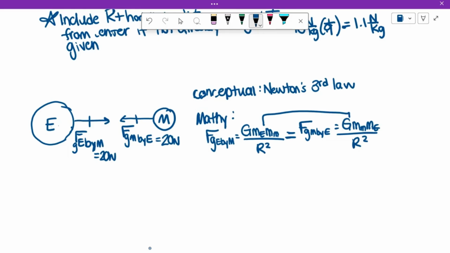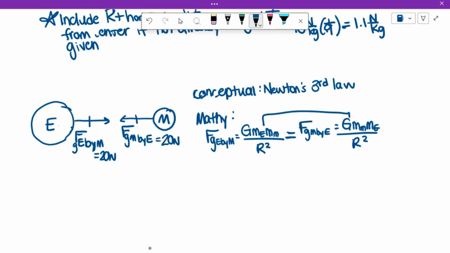Okay. So we got our conceptual proof that the student was wrong because of Newton's third law, and we got our mathematical proof using the force of gravity equation. So that's just something to pay attention to. Okay, so those are kind of some two sticky bits.